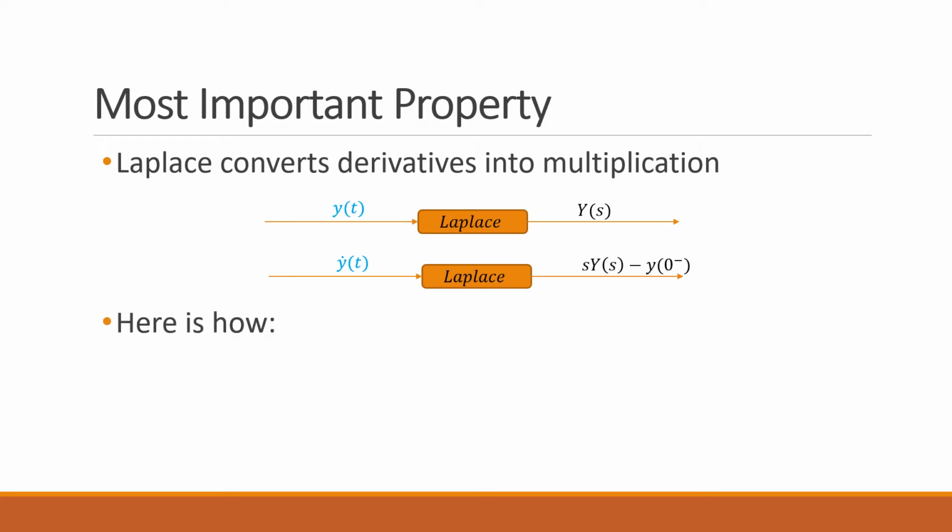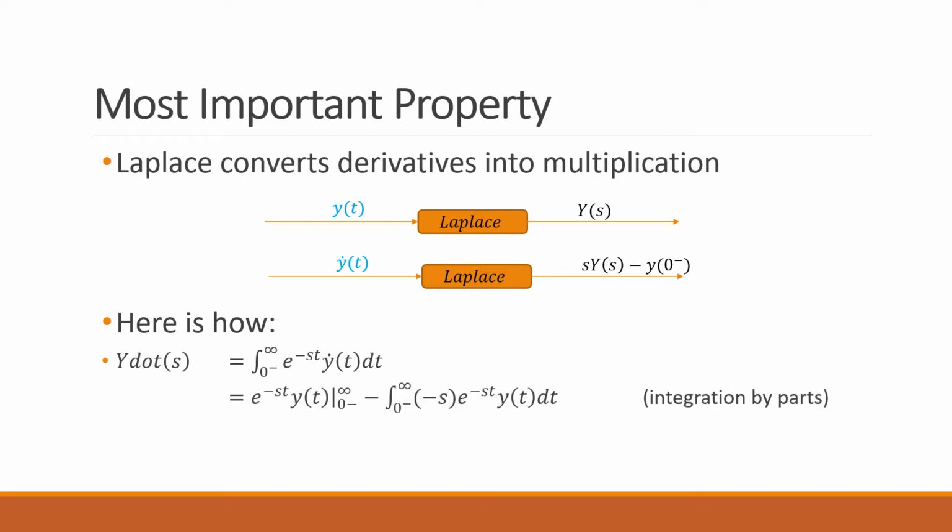By the way, this is the proof. Let's try to find the Laplace of the derivative y dot by using the original definition of Laplace. Alright, so here we have an integral. Then we can try integration by parts to convert the integral involving y dot into an integral involving y. After plugging in the limits, we get that the Laplace of the derivative of a function is s times the Laplace of that original function minus the function value at 0 minus. This is the most important property of Laplace transform.